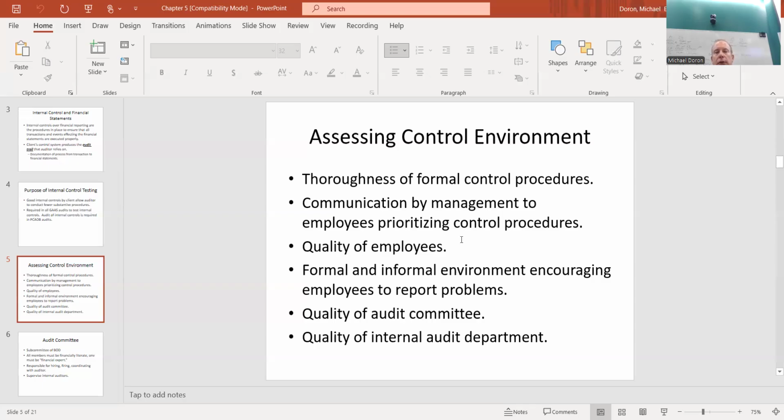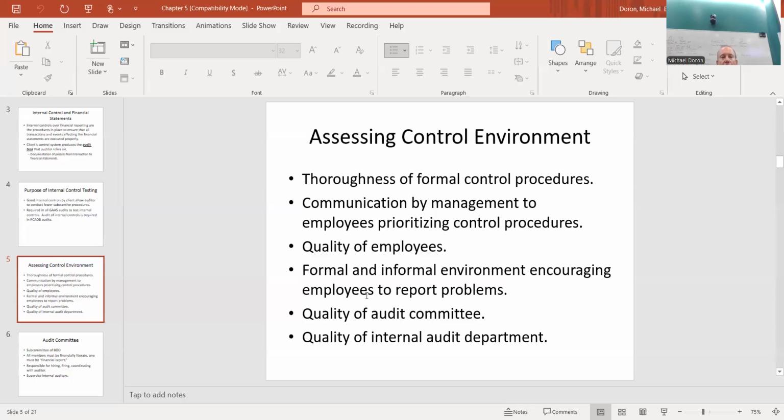Communication by management to employees, prioritizing control procedures. What does that sound like? Communication by management. Tone at the top, right? Management letting everybody know this is important. We care about these rules. We expect you to follow them. Quality of employees. Well-trained employees know how to follow the rules. Poorly trained employees don't follow the rules because they don't know them.